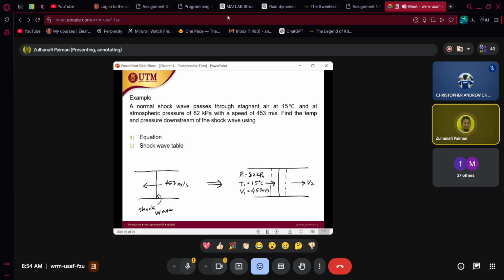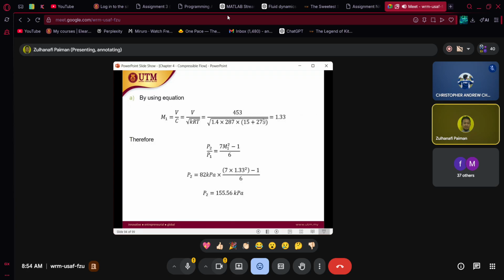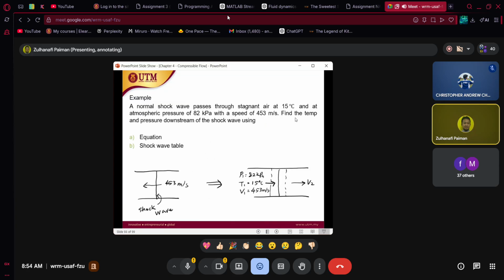Okay, so let us look at these examples. A normal shock wave passes through stagnant air at 15 degrees C and at an atmospheric pressure of 82 kPa with a speed of 453 meters per second. Find the temperature and pressure downstream of the shock wave. This is the upstream before the shock wave, and this is downstream after the shock wave. Find them by using equations and the shock wave table.